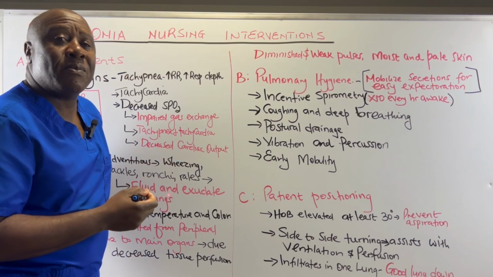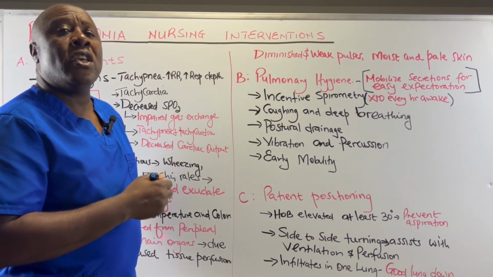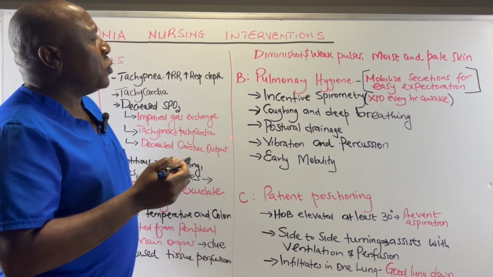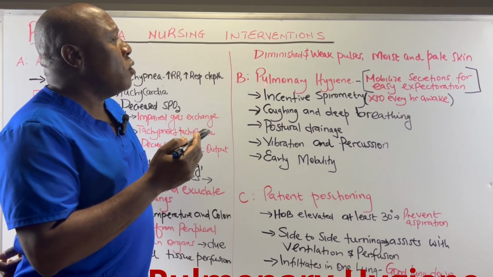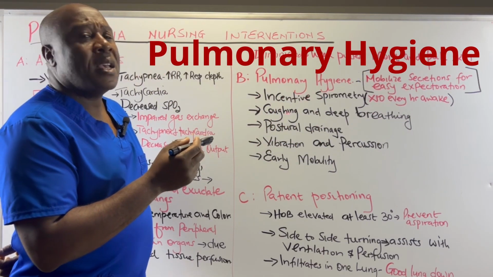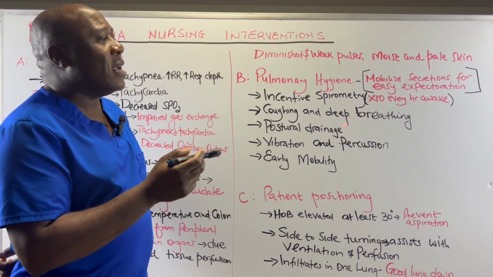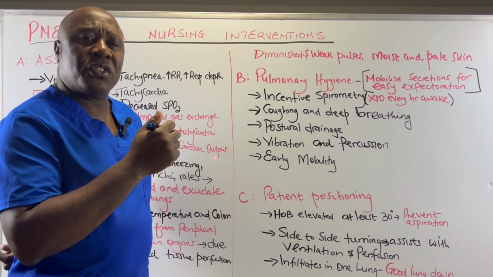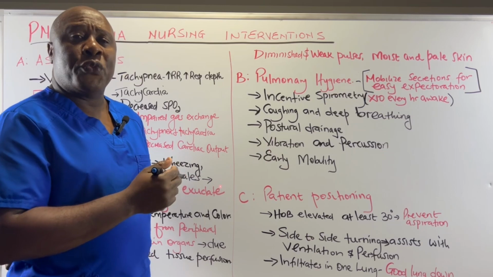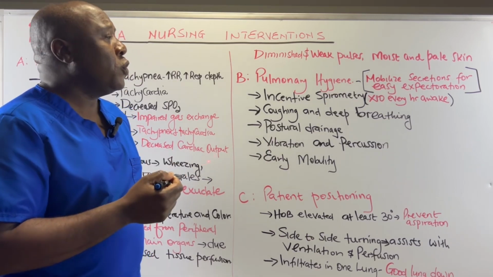So those are the assessments that as a nurse you do in those patients who are having pneumonia. Number 2, as a nurse, ensure pulmonary hygiene in this patient. In pulmonary hygiene, the major aim is to mobilize the secretions. And when these secretions are mobilized, they become very easy for expectoration from the respiratory tract. So what do we do in pulmonary hygiene?